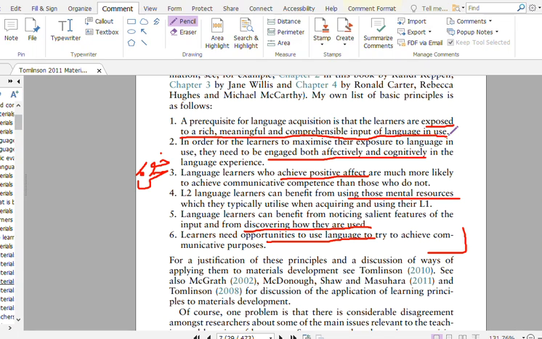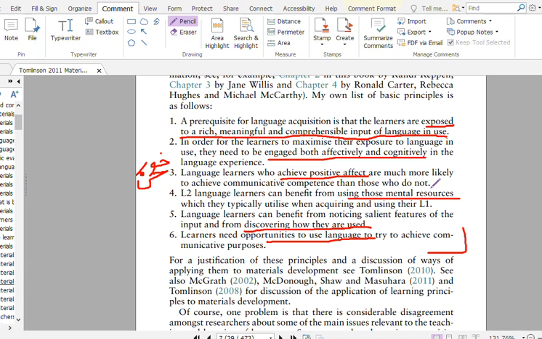So materials should be rich, meaningful, comprehensible. These materials engage students affectively and cognitively. These materials help learners achieve positive effect, meaning they feel good. Number 4: a human being has many mental resources, for example, imagination, analysis, synthesizing. They are holistic. They have a holistic view. They have an analytic view. And many things like that.